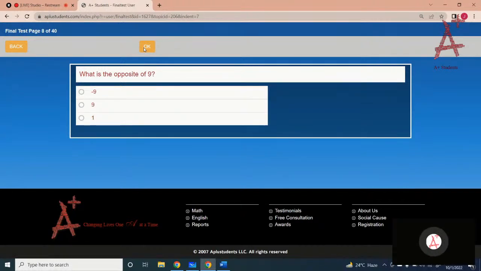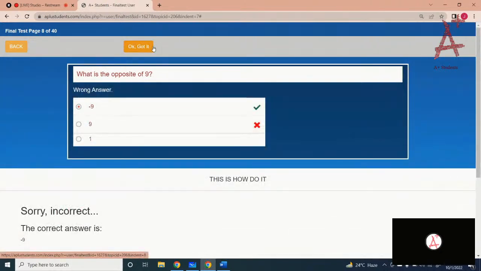Okay, wait, what is the opposite of 9? It's just in the opposite direction with the opposite sign. Oh, sorry, opposite value of 9. Yes, 9 is a positive number, so the opposite of 9 is negative 9. Got it?